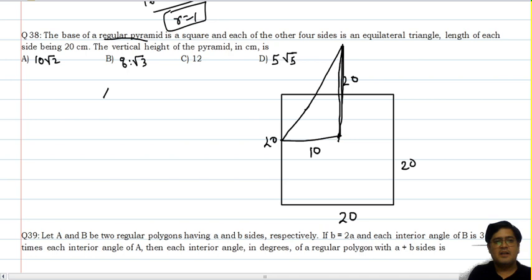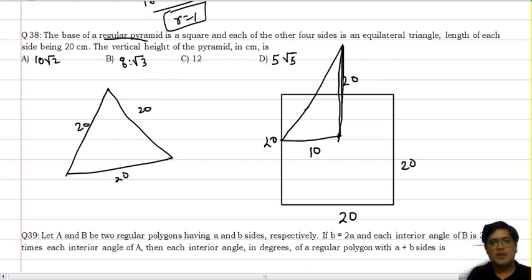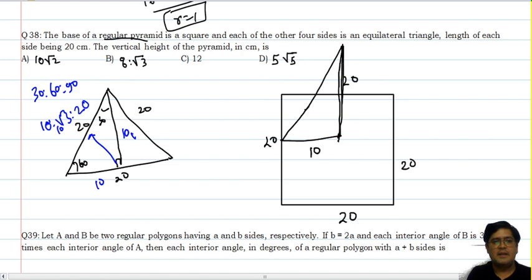Now, imagine an equilateral triangle that is going to be one of the surfaces here, 20, 20, 20, and the perpendicular. I know the formula, but here let us try and get that. This is 60, this is 90, this will be 30. If I recall the 30, 60, 90 ratio, it is 1 : root 3 : 2. Opposite to 90, it is 20. This will be 10, and this will be 10 root 3.